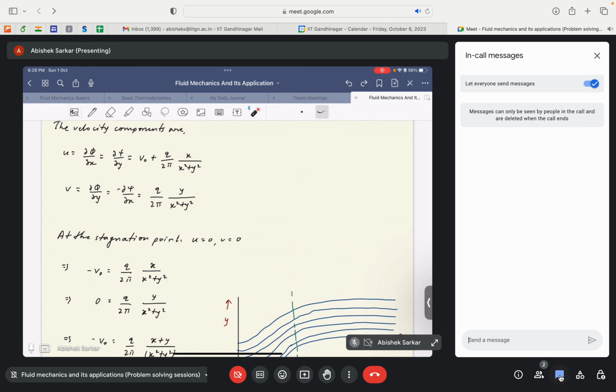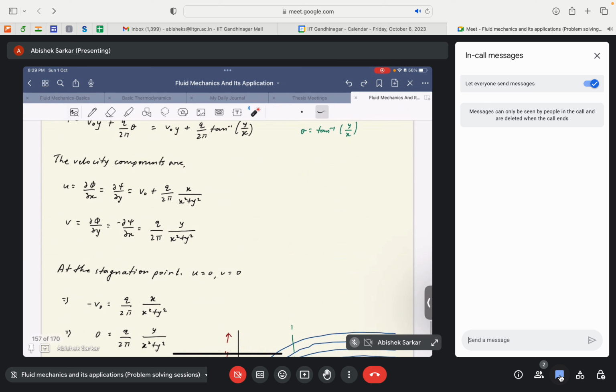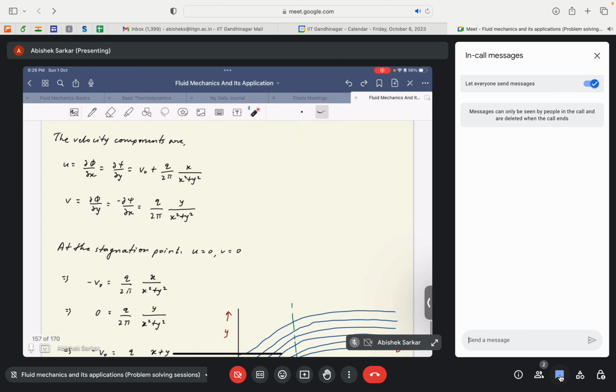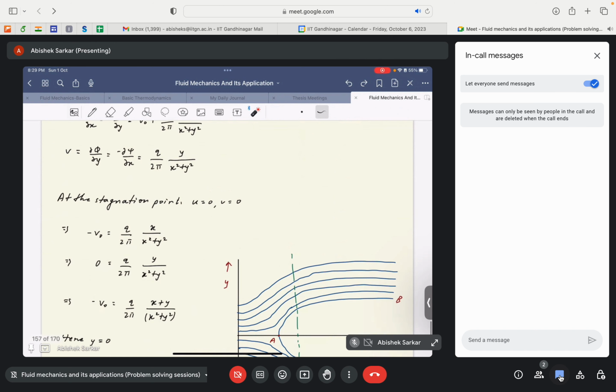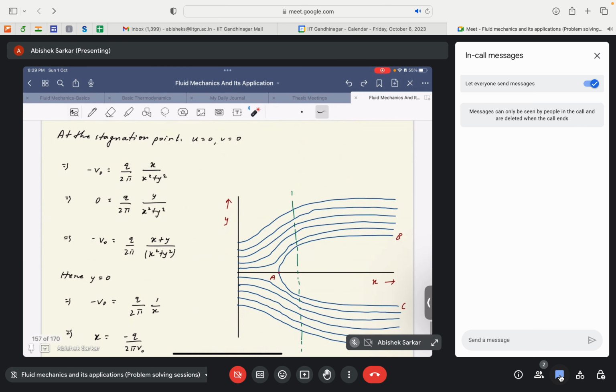So here you would now be given the velocity components. Since phi and psi are known, u would be given by V naught plus Q by 2 pi x by x square plus y square, and v will be given by Q by 2 pi y by x square plus y square. Now if we want to find the streamline that passes through the stagnation point, before that, the half Rankine body that we are going to assume was given by this.